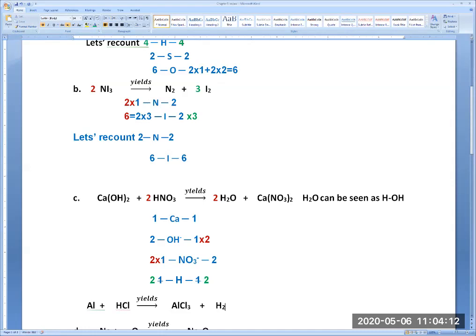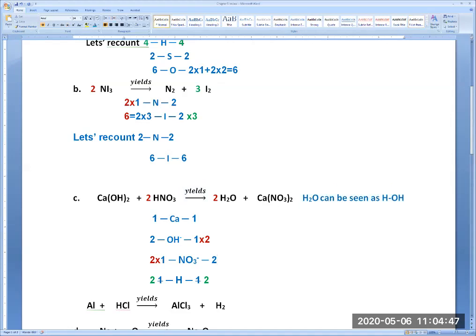So it looks like it's all balanced, right? 1 calcium on the left, 1 calcium on the right, 2 OH on the left, 2 OH on the right from the H2O, 2 nitrate on the left, 2 nitrate on the right, 2 H's on the left, and 2 H's on the right from H2O, right? Remember how H2O should be seen.